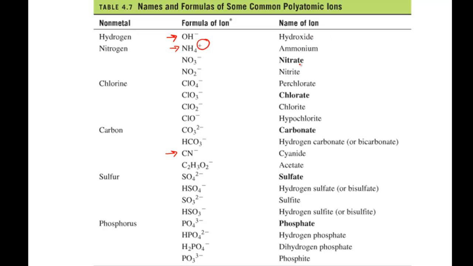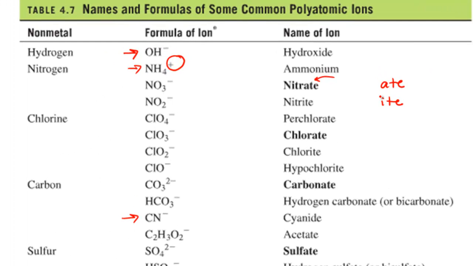Notice that every ion that ends with oxygen, every one but the ones I have arrows with, has a T in it, and they will either end with ATE or ITE. And actually the difference in ATE and ITE is the number of oxygens. Here's nitrate, starts with N, and then the ending, the A represents more oxygens than the ite does.